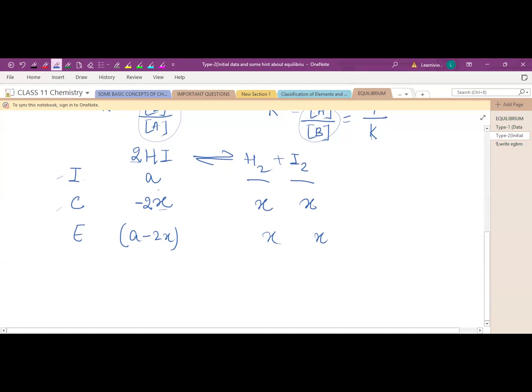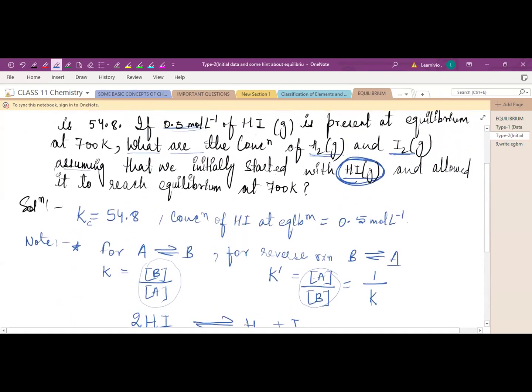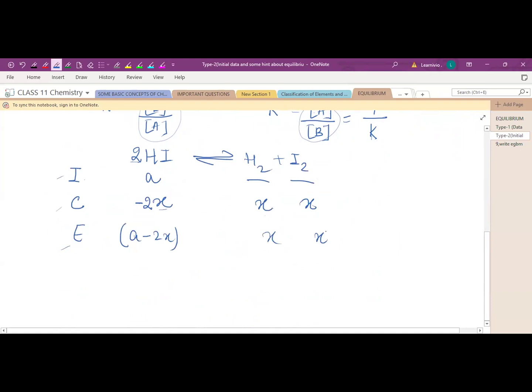Okay, so this is at equilibrium. Now just write down the equilibrium. See the question. At equilibrium, the concentration of HI is given. So at equilibrium, A minus 2x will be equal to 0.5, because its concentration is given.